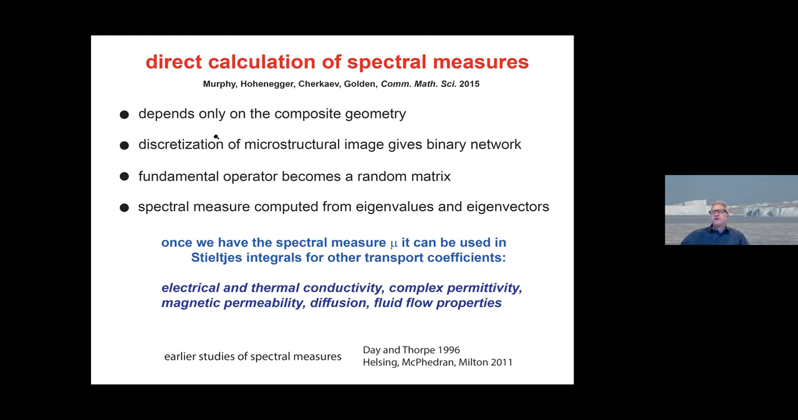And so the spectral measure, as I said, depends on the composite geometry. If you discretize an image, it gives a binary network, basically like a random resistor network. And then the fundamental operator becomes a random matrix. And the spectral measure can then be computed directly from these eigenvalues and eigenvectors. Now, some earlier work had been done on this where they constructed the spectral measure from the boundary values of an analytic function, where they do high resolution computations of the values of the function, but they don't get their hands on the spectral measure itself.